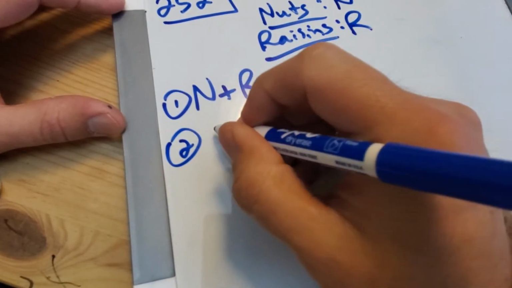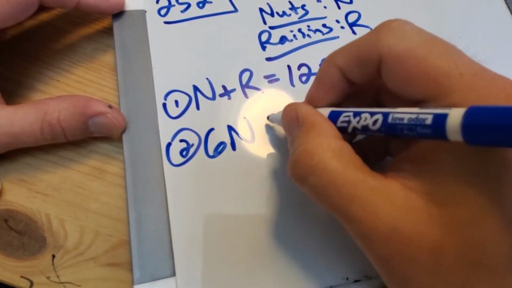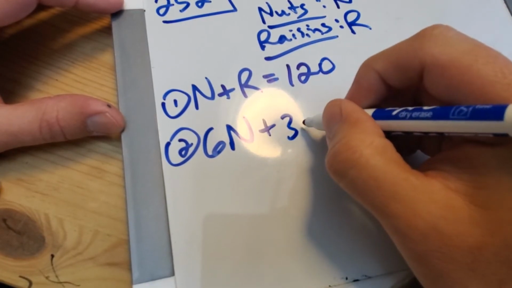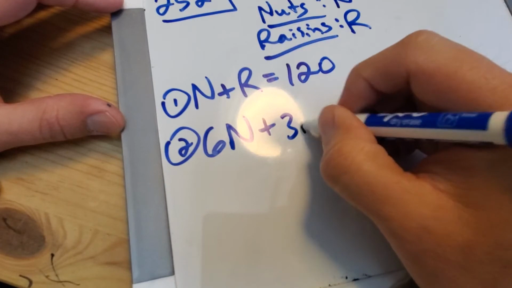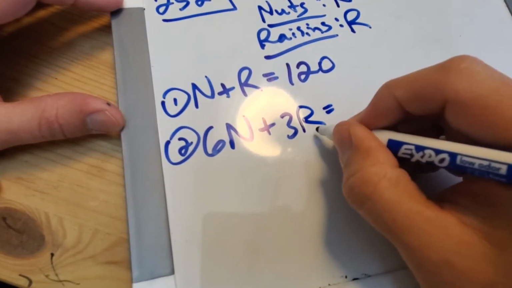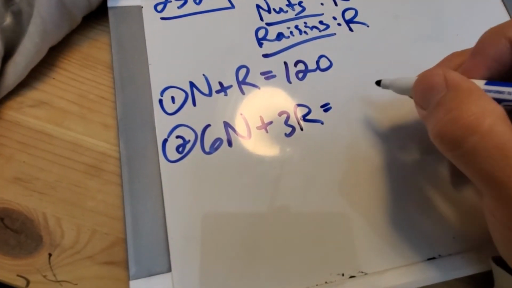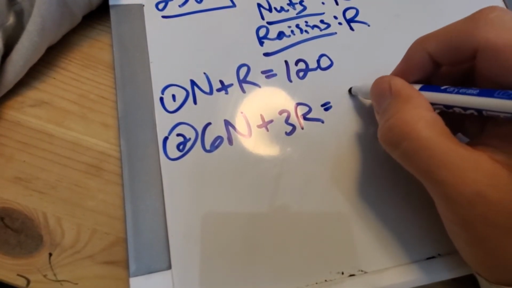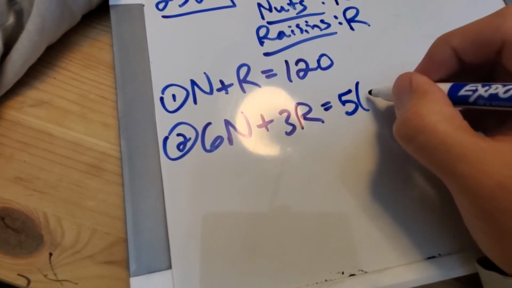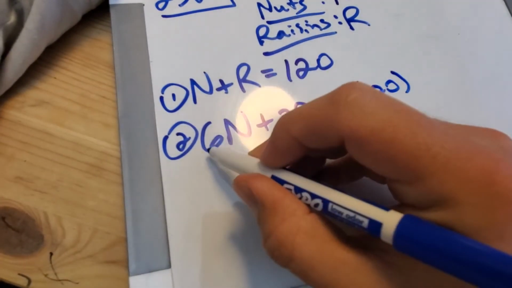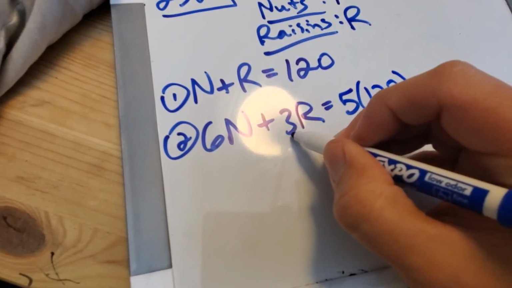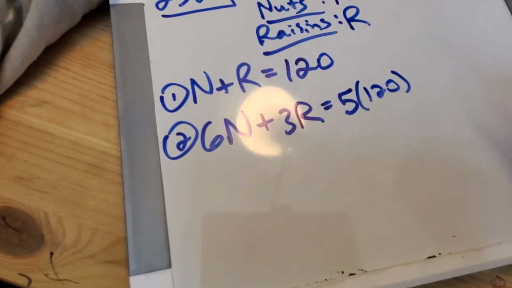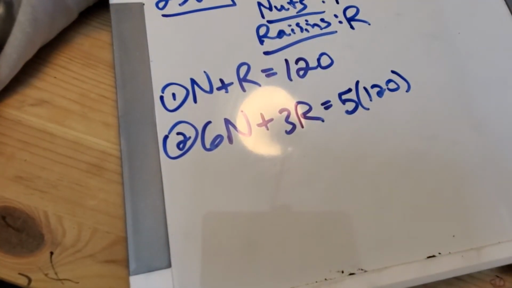Each pound of nuts is $6. So 6 times the number of pounds of nuts, plus $3 per pound times how many pounds of raisins I've got. Now here's where it gets weird. You want the end result to be $5 per pound, with a total of 120 pounds. Notice, money per pound times pounds, money per pound times pounds, money per pound times pounds. So now this is a pure money equation.